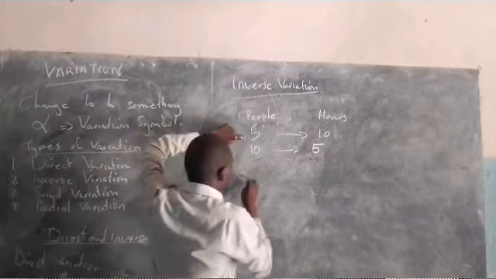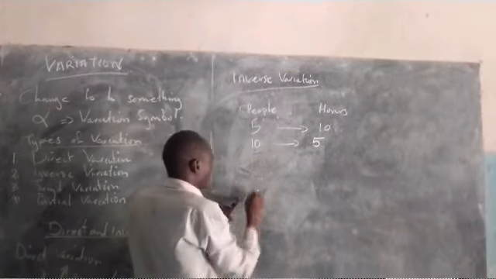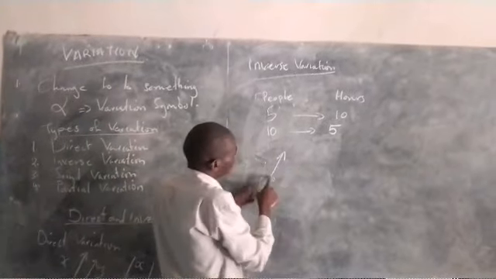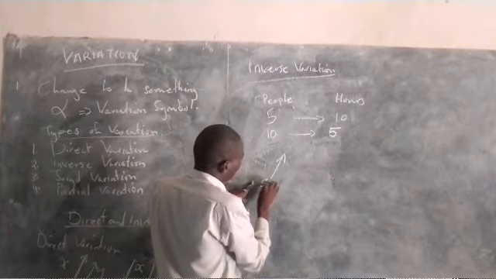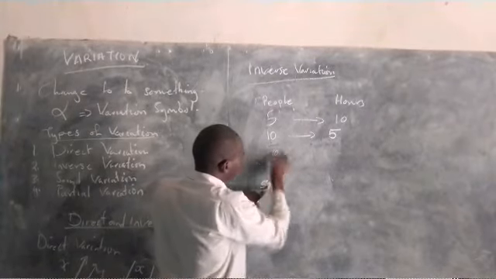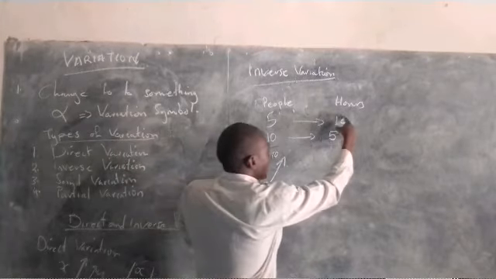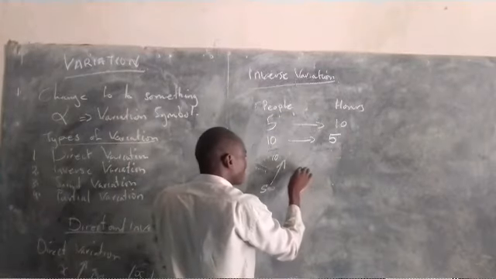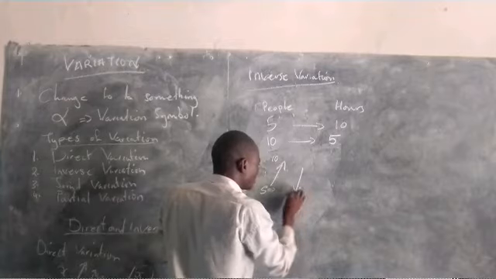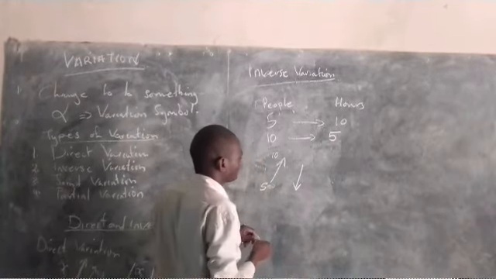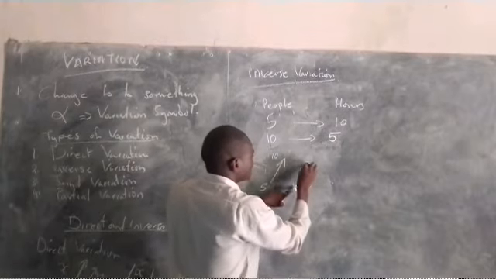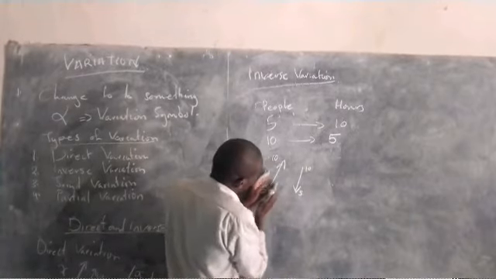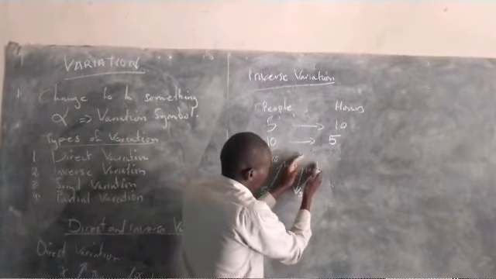So with the increase in the number of people from 5 to 10, you are going to see that the number of hours spent is going to be reduced, from 10 hours to 5 hours. In other words, when one variable is increasing, the other variable is reducing.